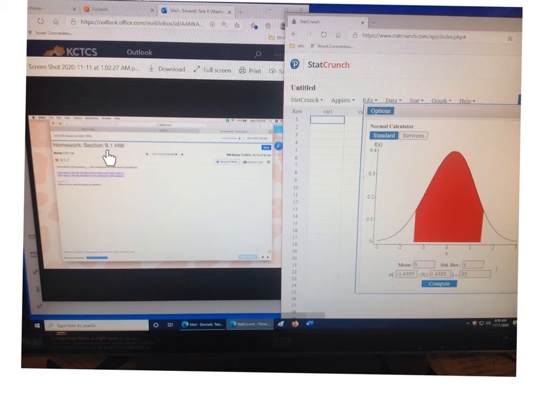I guess it's from 9.1. Maybe it's the first question, maybe number 2. They want you to find z sub alpha over 2 here. Z sub alpha over 2. I think it's an 85% confidence interval.